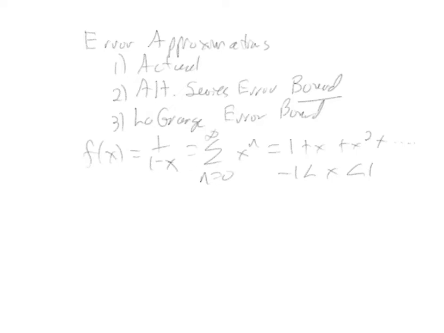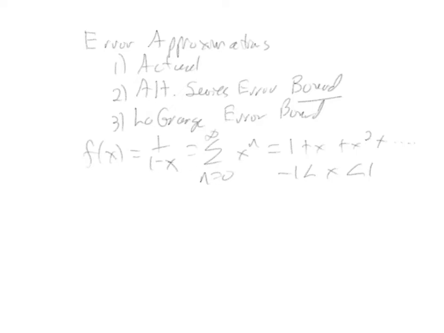Today is the Lagrange error bound, and it's designed to find errors in polynomial approximations in non-alternating series. So I picked the one we started with, f of x equals 1 over 1 minus x, which becomes the sum of x to the n, as long as your x's are between negative 1 and 1. So for example, here's what the error bound looks like.